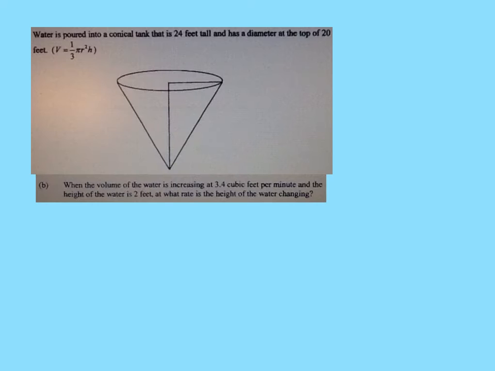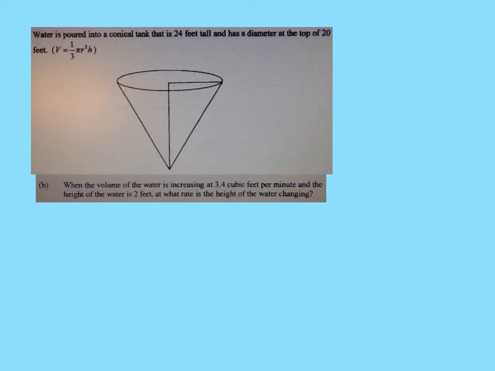Okay, there's my cone again. We want the volume of water is increasing at 3.4 cubic feet per minute, and the height of the water is 2 feet. At what rate is the height of the water changing? So this is our related rate portion here.